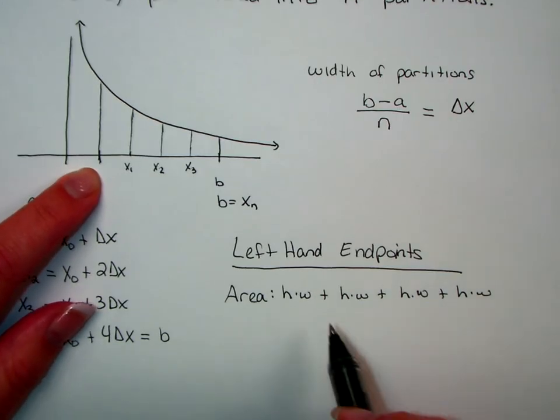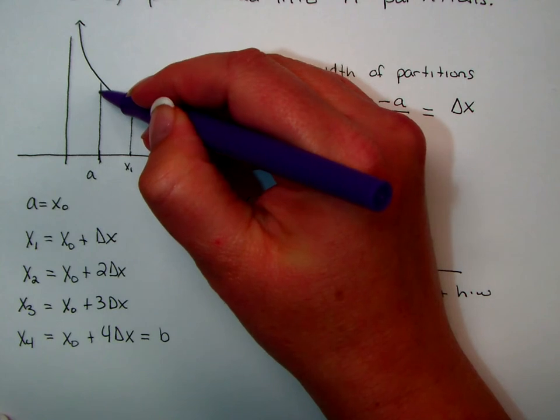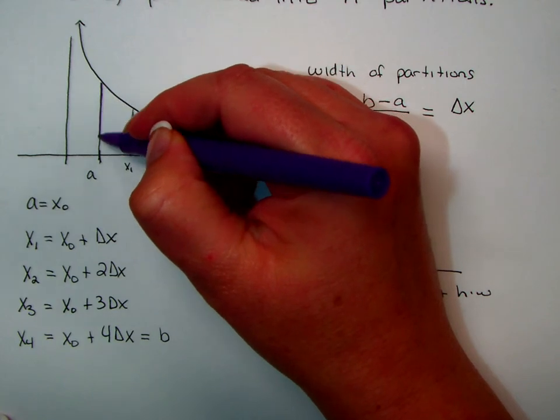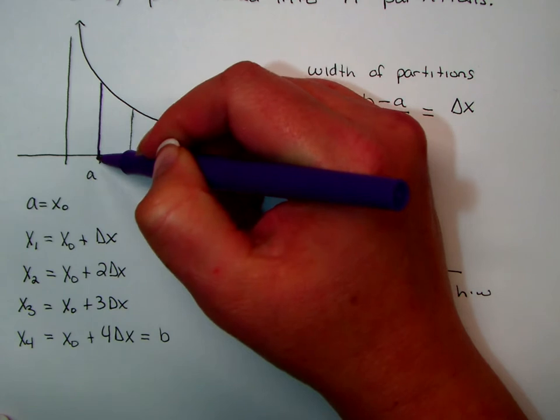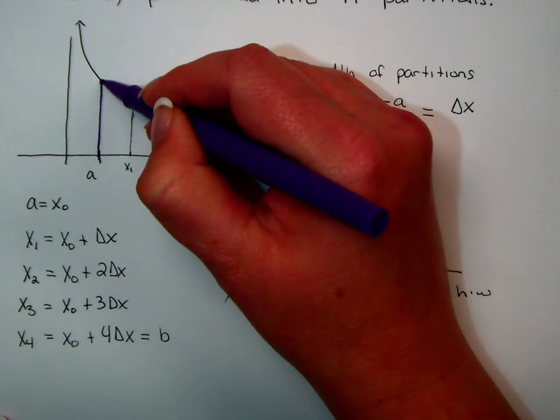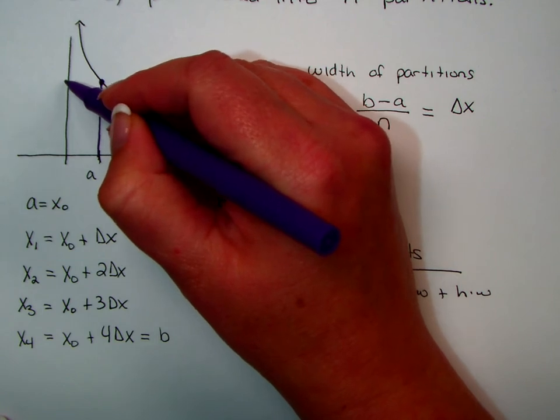So for the height, we're going to use left-hand endpoints. I'm going to draw these rectangles in purple here. So here is my rectangle that I'm going to use to estimate this. And on the left-hand side, it's touching the curve right here. So this would be f of x sub 0, right?